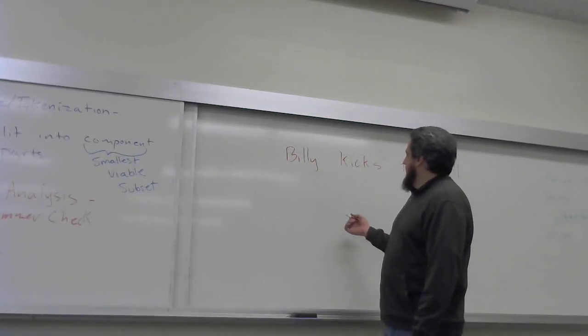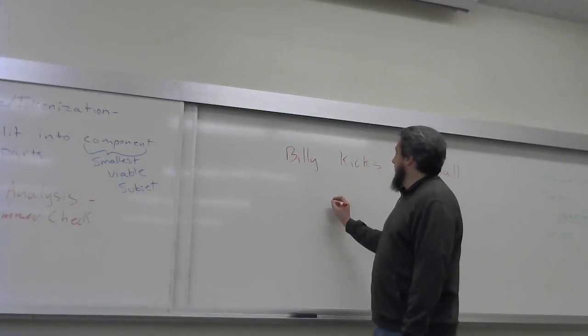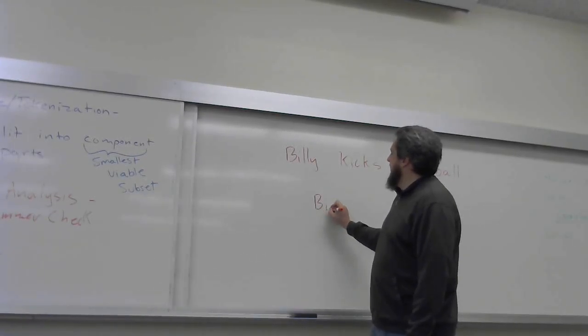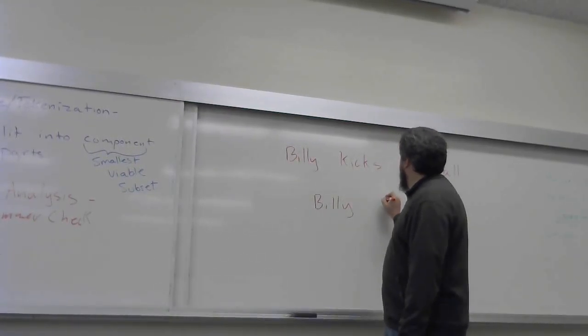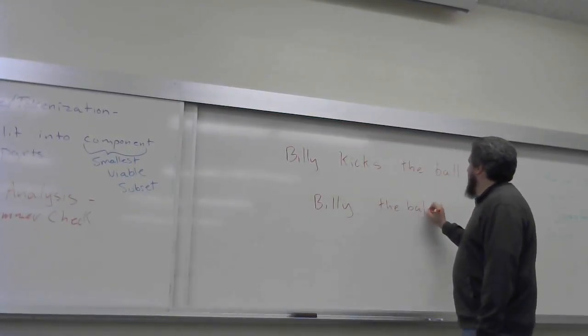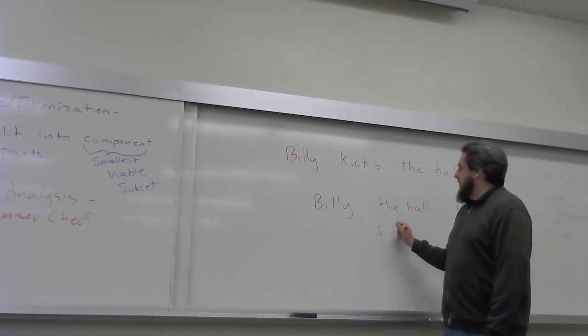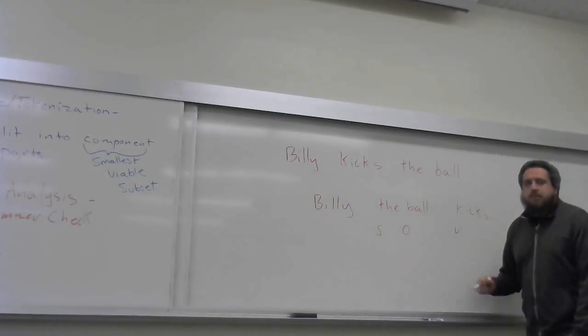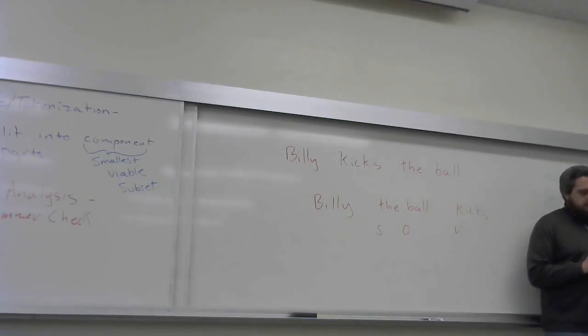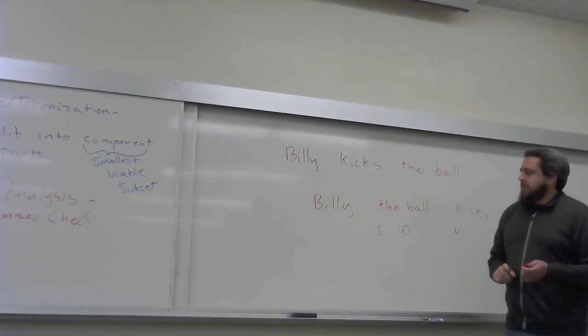Other languages, like Japanese, for example, don't go this way. It would be Billy, the ball, kicks. Like so in Japanese. Because Japanese is a subject, object, verb language. Subject, object, verb language. In Japanese. Other languages do it differently.